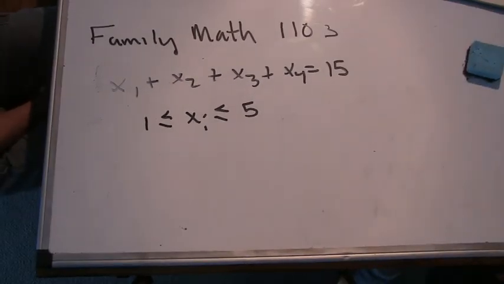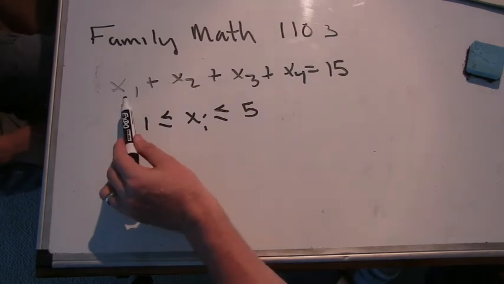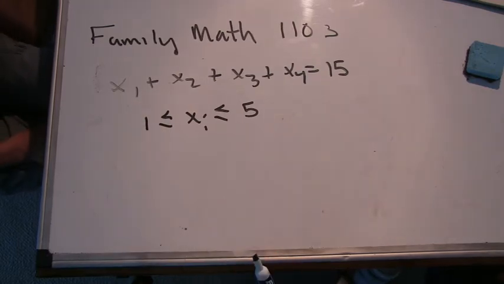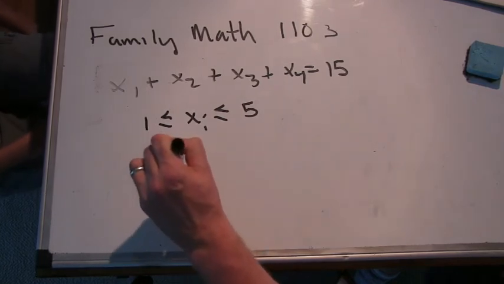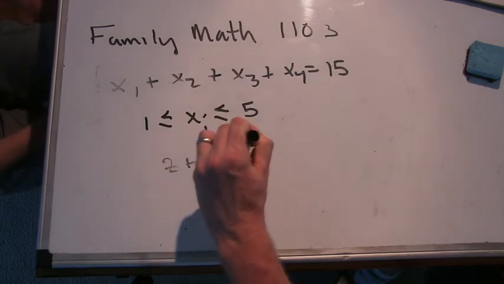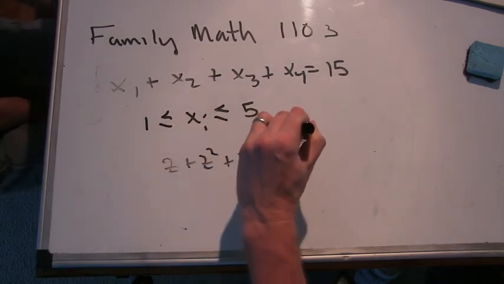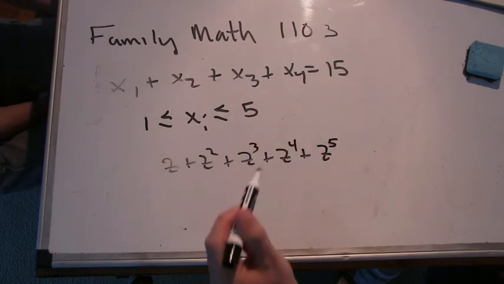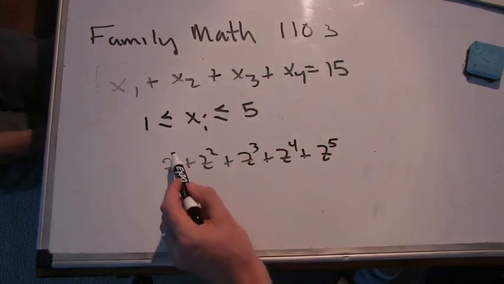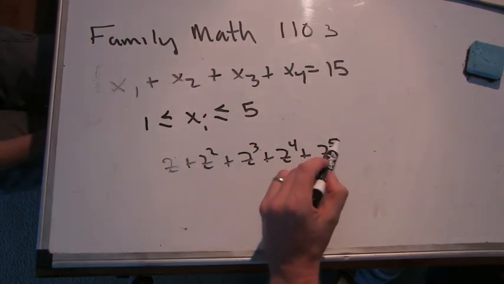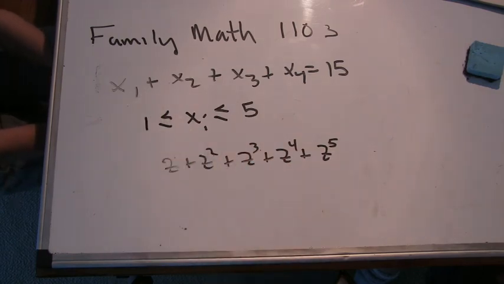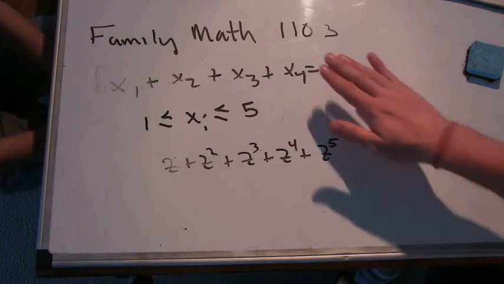Okay, so can you think of what, even just for x1, the generating function would look like? Just maybe z plus z squared plus z cubed plus z fourth plus z to the fifth. Okay, so that's saying I can pick 1, 2, 3, 4, or 5 for x1. So does that give you a guess as to what this generating function might look like for the whole thing, that will count the number of solutions to this?